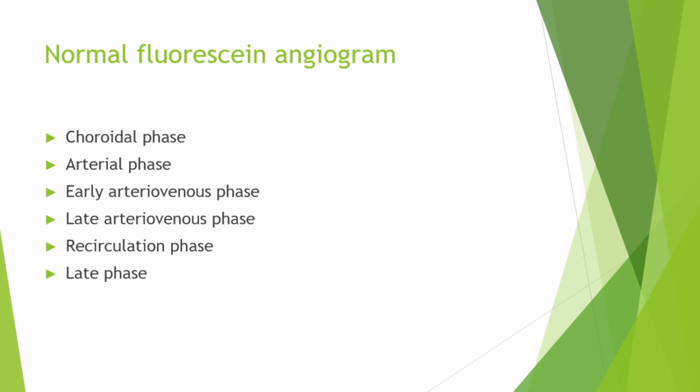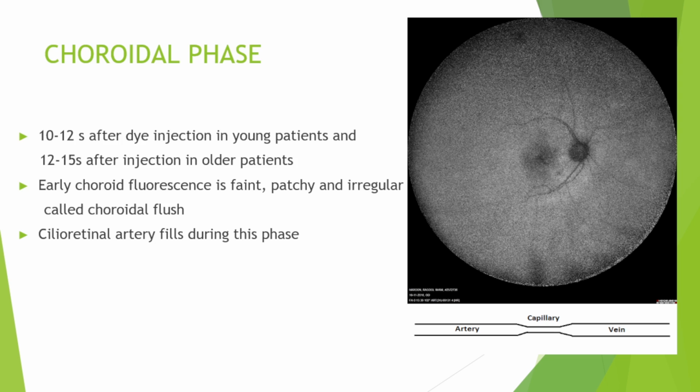Coming to the phases of fluorescein angiogram, there are 6 phases: choroidal phase, arterial phase, early arteriovenous, late arteriovenous, recirculation phase, and the late phase. Coming to the choroidal phase, it happens 10 to 12 seconds after dye injection in young patients, and 12 to 15 seconds after injection in older patients. The early choroidal fluorescence is faint, patchy, and irregular. It is also called a choroidal flush. If a cilioretinal artery is present, it gets filled during the choroidal phase.